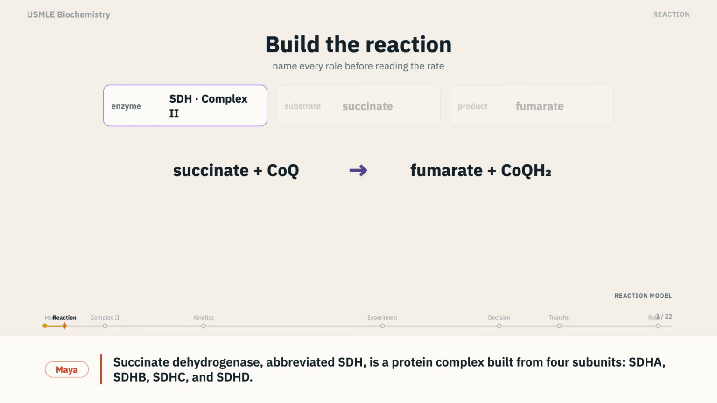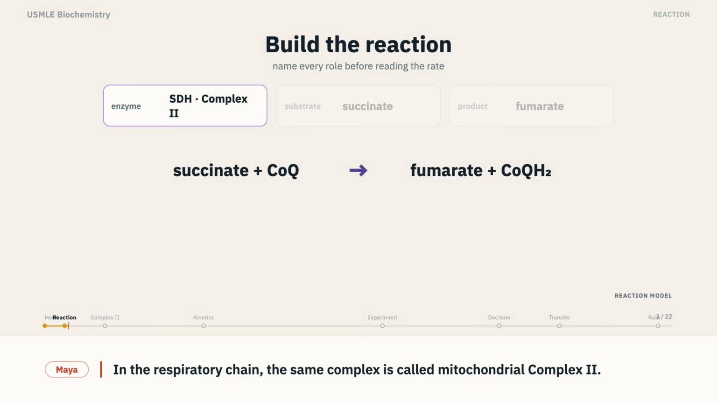Succinate dehydrogenase, abbreviated SDH, is a protein complex built from four subunits: SDHA, SDHB, SDHC, and SDHD. In the respiratory chain, the same complex is called mitochondrial complex 2. Its job in this reaction is to catalyze the oxidation of succinate.